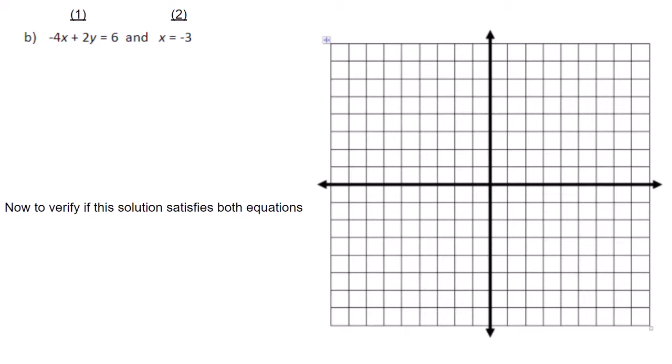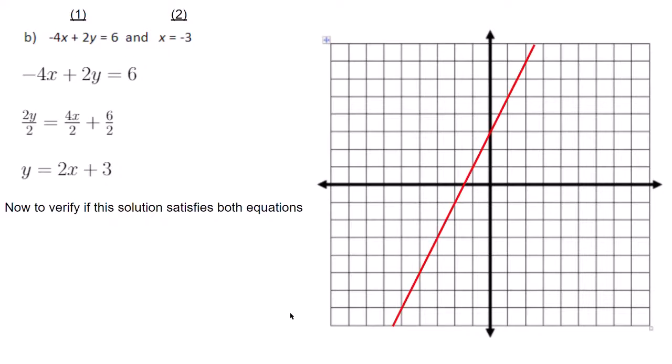Now we have two other equations, and again we're going to reduce the first equation into slope and intercept form, and then we are going to graph it. So what we're doing here is that we're starting at 3 and rising by 2 and going to the right by 1. So 2, 2, and 2, 2, 2.